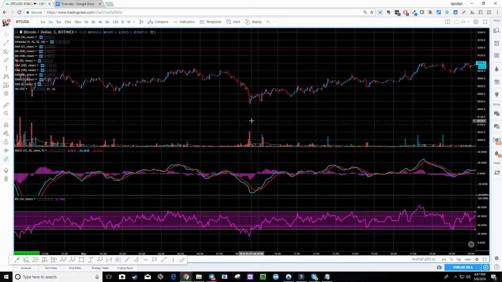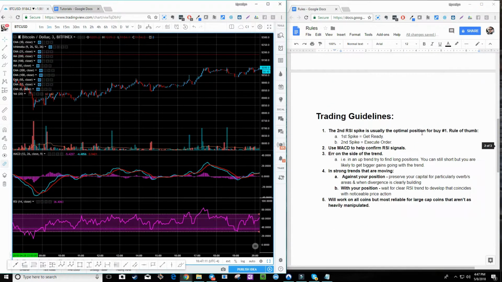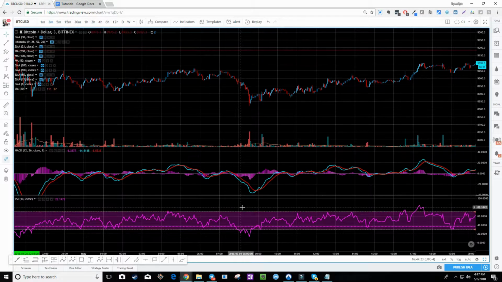And so I also included here a list of trading guidelines. So from experience, just ways to enhance these rules a little bit. For example, you can enter a buy any time it spikes into this zone, but if you get a stronger sell-off like this we see here, I generally wait for the second. There's almost always a second spike in the RSI, and I usually wait for that one.